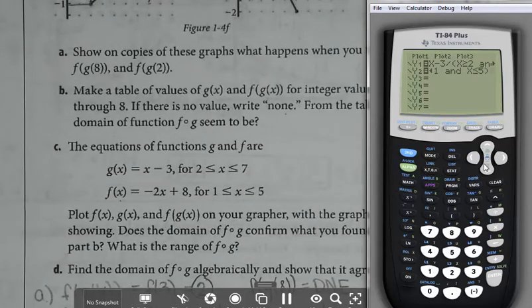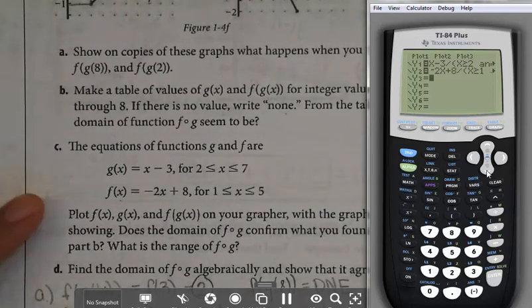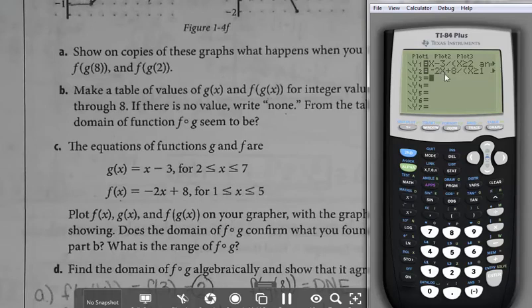Now, in the last one, I need to also graph f of g of x. So I want the second function here, because this was my f function, as a function of g. I'm going to do something with Y-Vars. Y-Vars allows you to go in and actually just take like y1 and put it into y2.